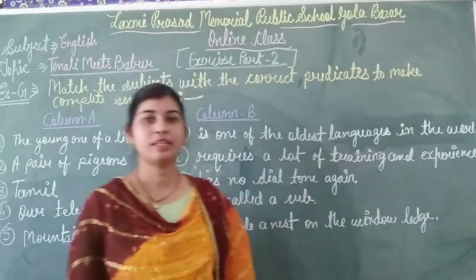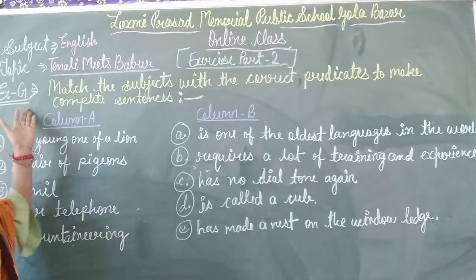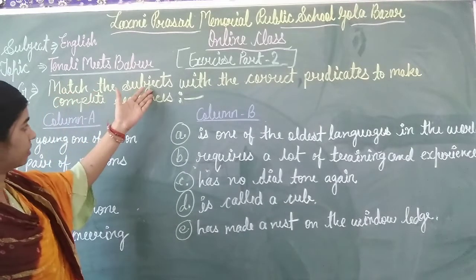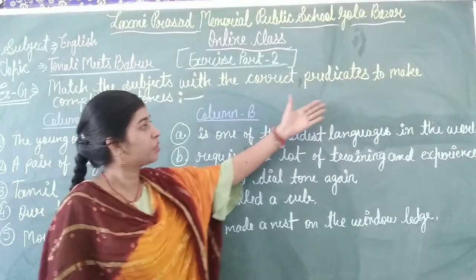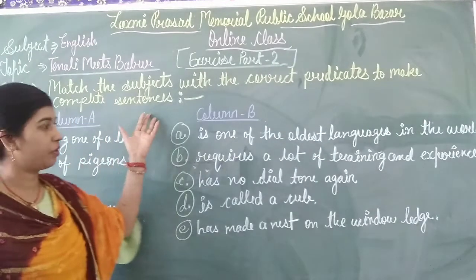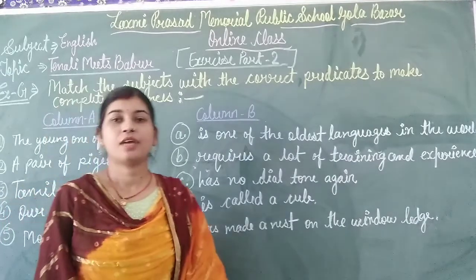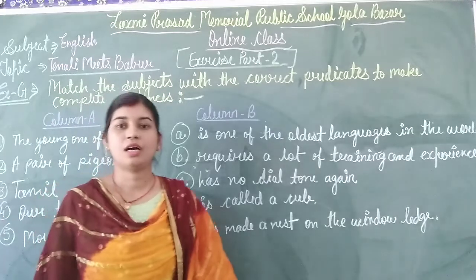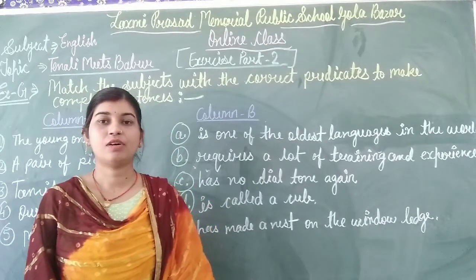Okay, so students, here is exercise G and exercise G is match the subjects with the correct predicates to make complete sentences. Okay, so students, before starting this exercise, we are going to tell you what is sentence. A group of words that has complete sense is called sentence.